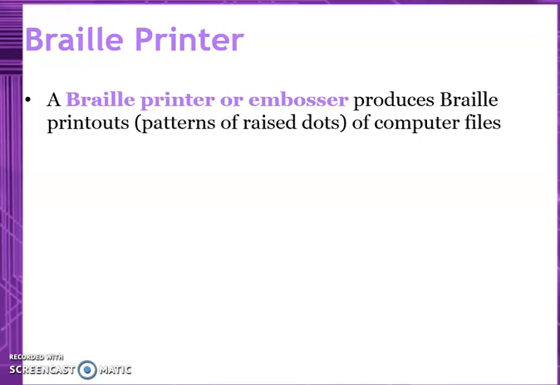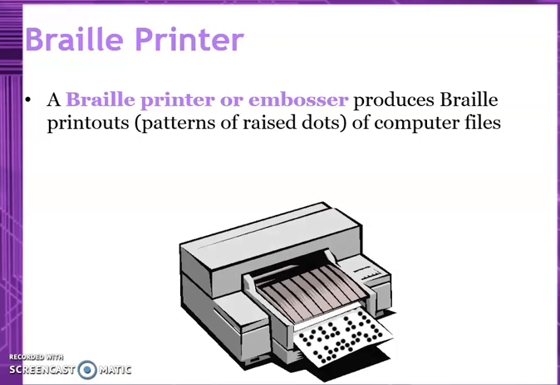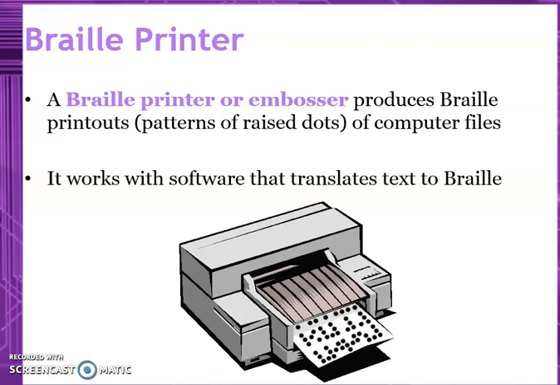Next is printer. The Braille printer or embosser produces Braille printouts, patterns of raised dots, of computer files. If you see in this picture, this type of dots are used in the printout. It works with software that translates text to Braille. Every printer has some software that translates. Software is the main thing. Without software, nothing can be done, because that software helps to translate.